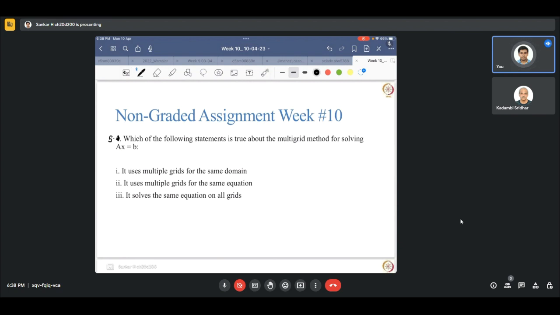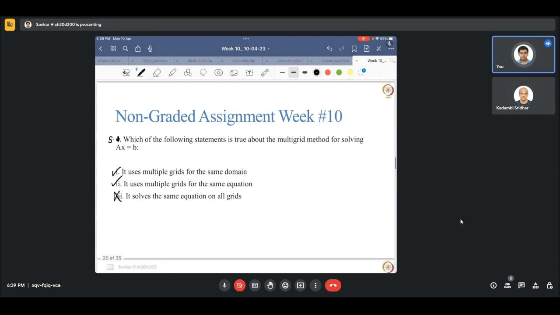Moving on to question number 5. Which of the following statements is true about the multi-grid method for solving Ax equal to b? Option 1, it uses multiple grids for the same domain. Option 2, it uses multiple grids for the same equation. Option 3, it solves the same equation on all the grids. We just did this, right? Only 1 and 2, as we have just seen, and the third one, it doesn't solve the same equation because of the way in which it is discretized. So we use multiple grids for the same domain and for the same equation.